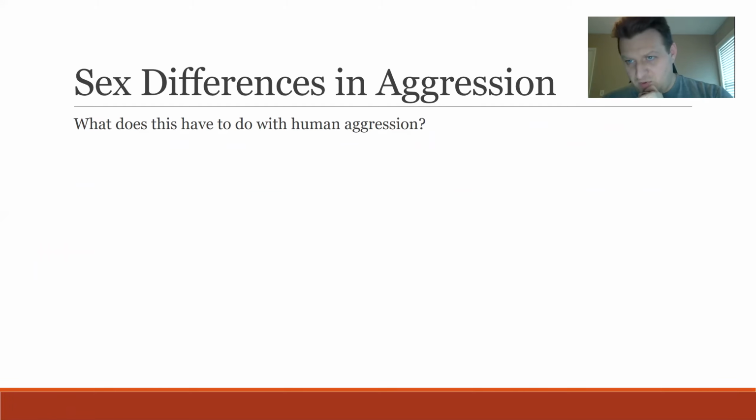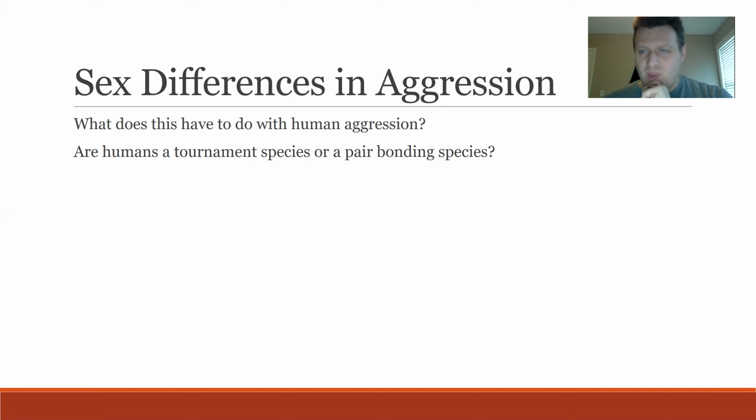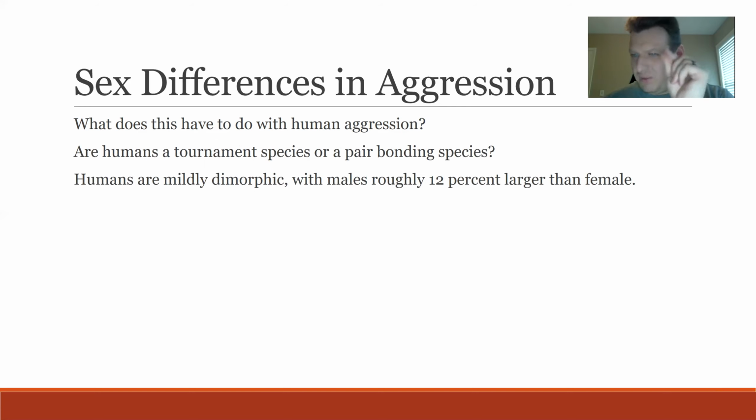Is there sexual dimorphism in human beings? Well, a little bit. There is some, not zero. Men are roughly 12% larger than females, so not as different as elephant seals or gorillas, but there is some. Are we a tournament species or a pair bonding species? Well, culturally, we tend to be a pair bonding species, but evolutionarily, many millennia ago, what were we?